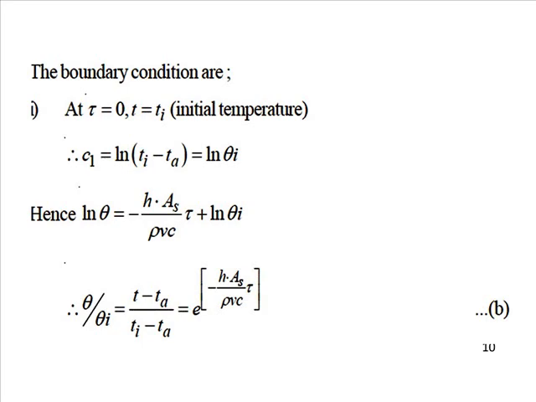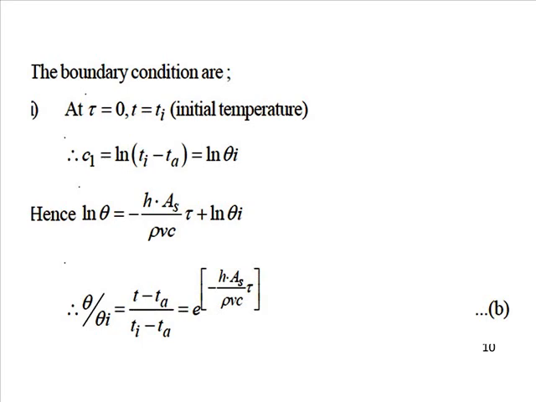When we put these values in equation number A, we will get the C1 value. ln means log base e. So C1 is equal to ln of (Ti minus Ta). So Ti minus Ta can be written as ln of theta i.